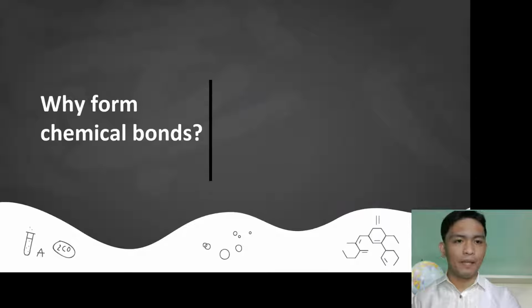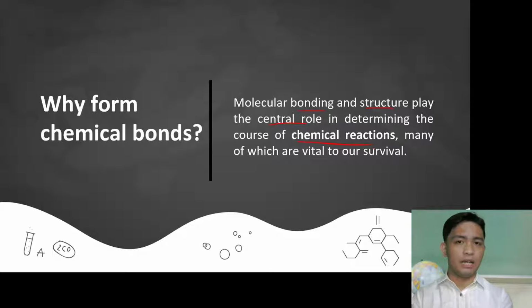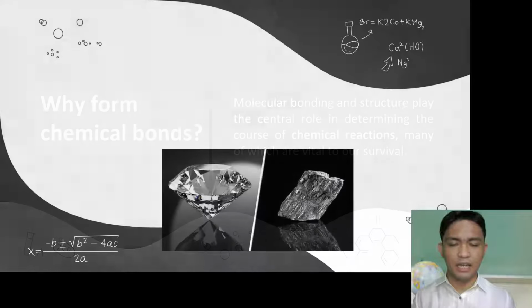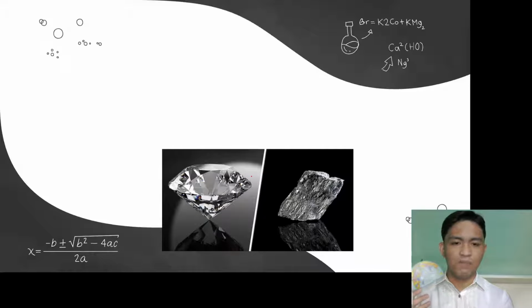Okay? Another reason why there is a need for chemical bonds is that this bonding and the structure actually play a central role in determining the course of chemical reactions and properties nitong mga iba't ibang matter na ito, many of which are vital to our survival. Take for instance, these two substances we have on the screen. You have the diamond and graphite. Okay, what about this diamond and graphite?